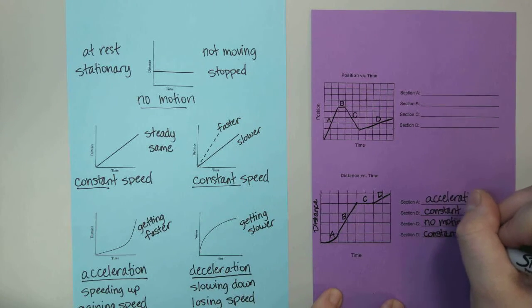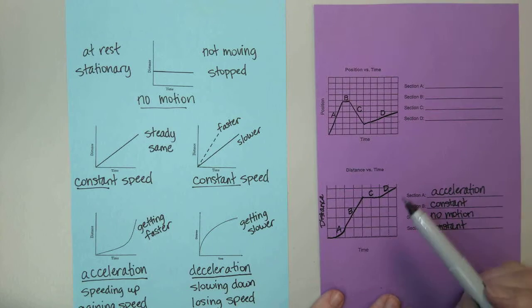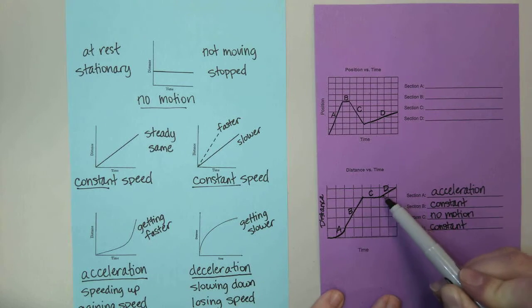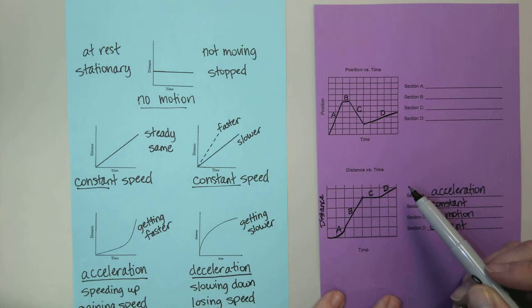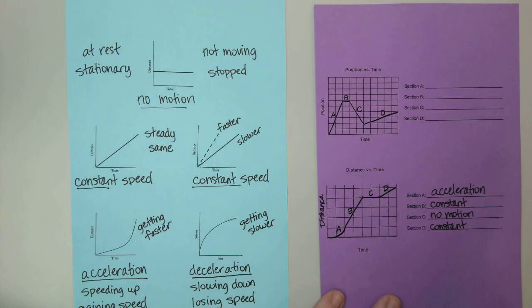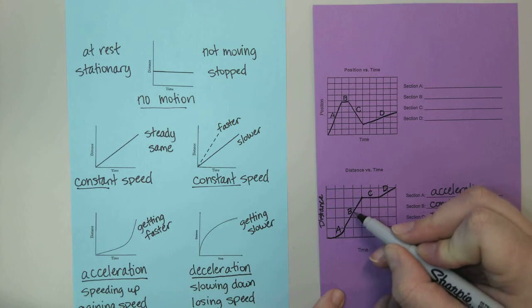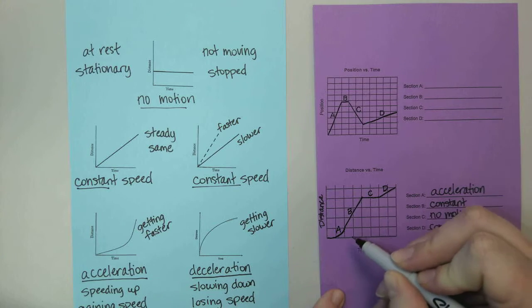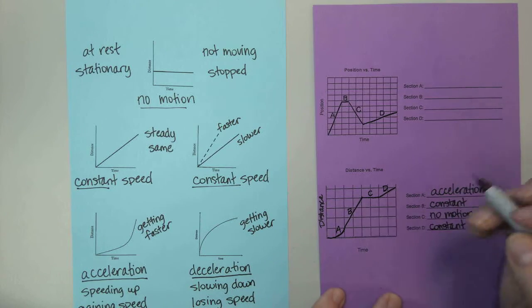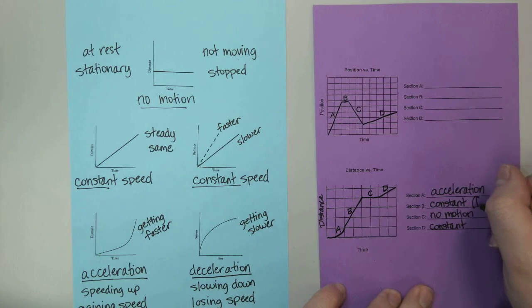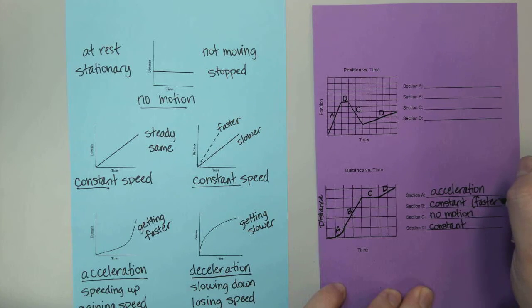Now remember, where there's two straight diagonal lines, I can compare, and whichever one is more steep, more up and down, and less flat, that's going to be a faster speed. So in this case, B compared to D, B is more up and down, more slanted, so I can say that B is faster than section D. This would be a slower section.